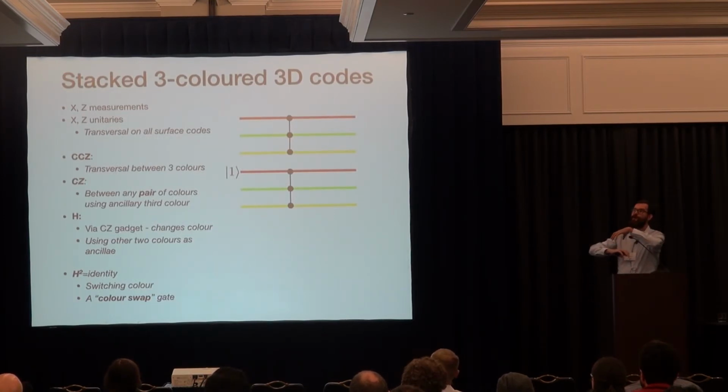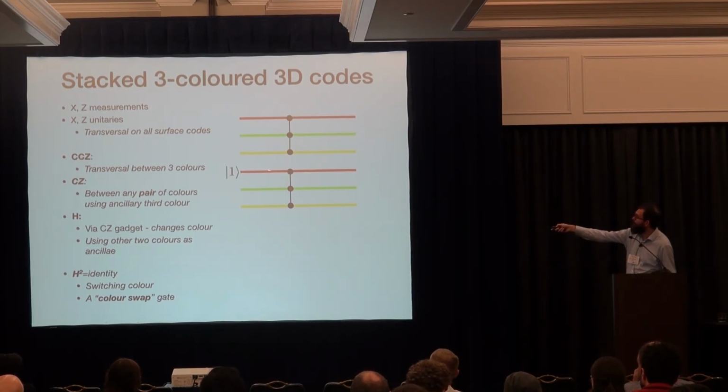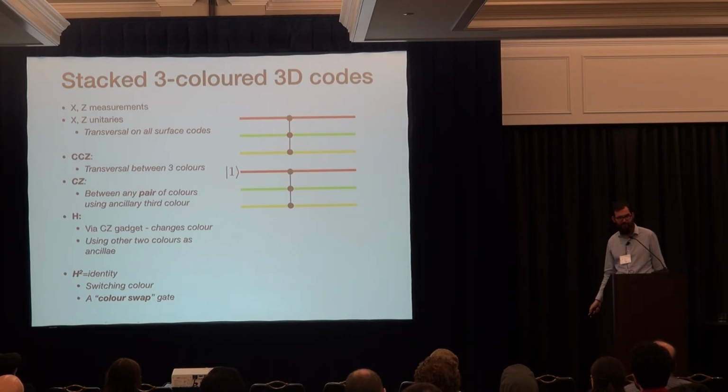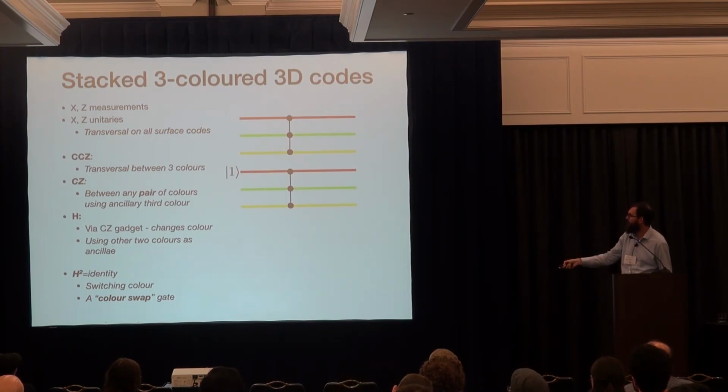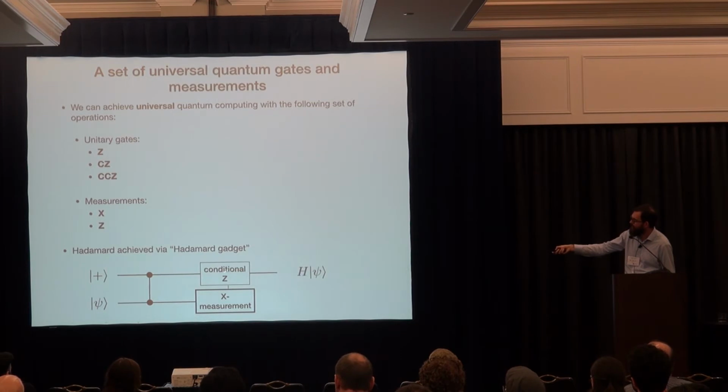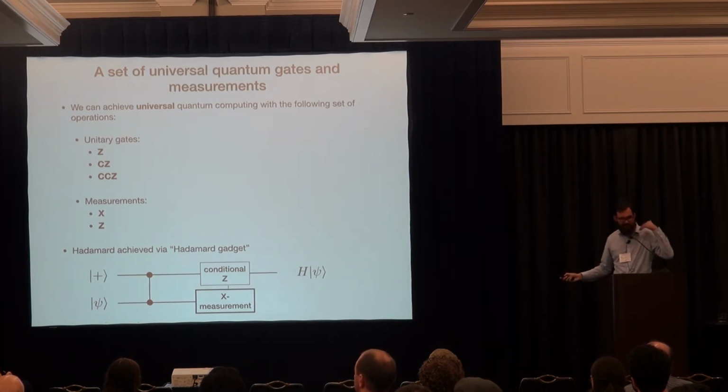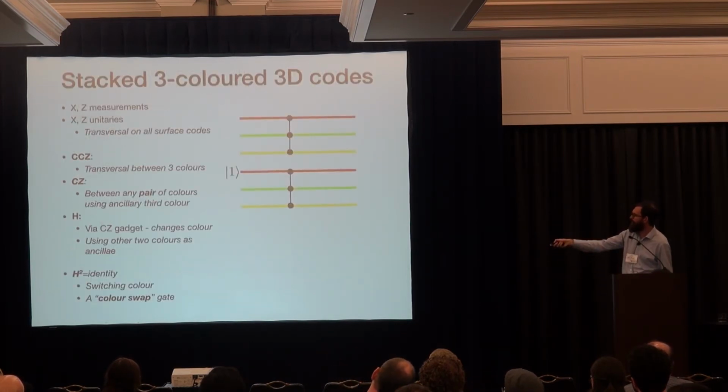Well, if we think of our stacks of codes, each defined by a different color, we've seen that these codes have a transversal CCZ. We can also achieve a transversal CZ gate between any pair of those colors, for example, by preparing one of the other colors in the one state. So, of course, the one state will convert a CCZ into a CZ operation. We know how to get the Hadamard gate via this teleportation. What this will do is these two qubits will have to be different colors. So we'll get a Hadamard gate, which also changes color. It teleports from one color to the other.